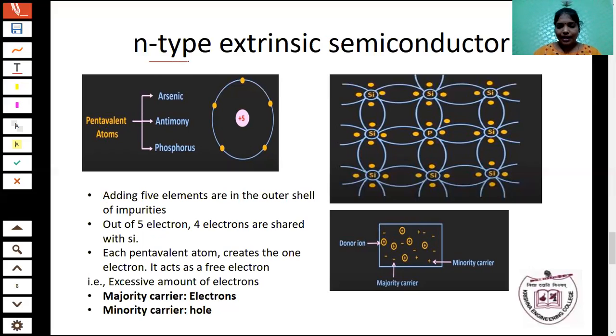So for the n type semiconductor material, the main thing is that pentavalent atoms are added to the pure semiconductor material. Pentavalent means the atom has 5 valence electrons in the outermost shell. Out of 5, only 4 are associated with the neighboring silicon atoms, so one is left free. So in this N-type extrinsic semiconductor material, the majority carrier is an electron, the minority carrier is the hole, and it has the donor ion.